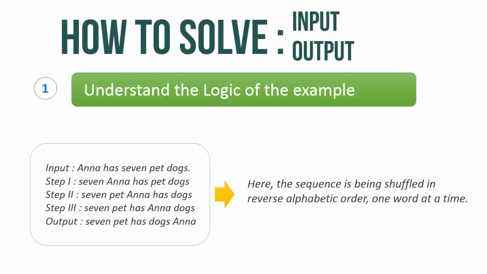So this is the logic of the example that is provided. A sentence is given and you will have to rearrange and shuffle the words in order to put it finally in reverse alphabetic order in a certain logic. That is, read the sentence, take the word that comes last alphabetically and put it in the front.